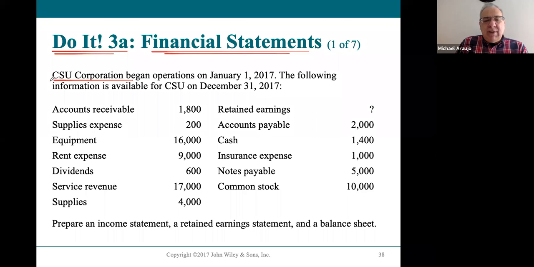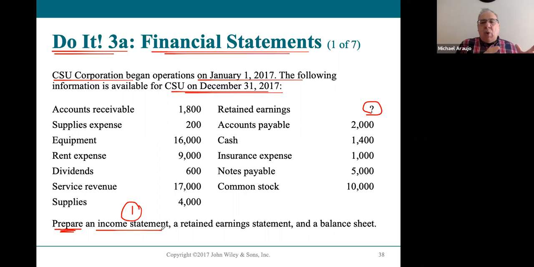A corporation, CSU, just began operations on January the 1st of 2017, and now they are done with their very, very first year of operations. There's a whole bunch of accounts, with numbers here, except this is a big question mark. And they want you to do your preparations, right? So always, always, always, the income statement is prepared first, right? So you have to think back, okay, so what is on the income statement?